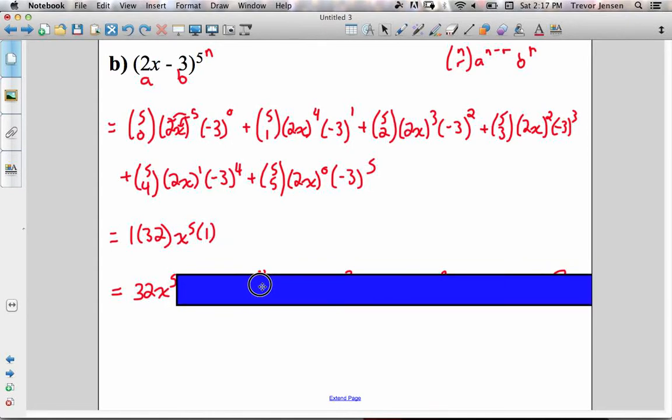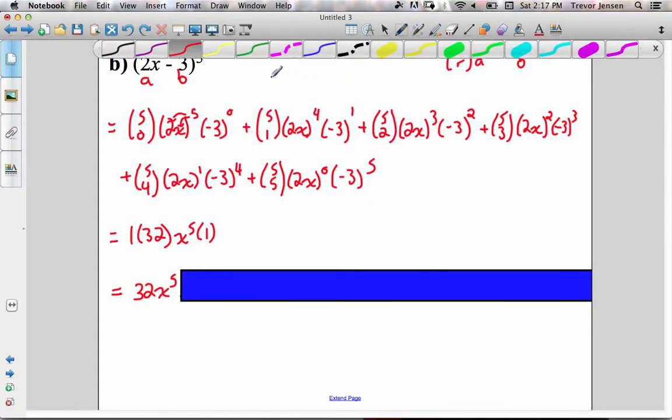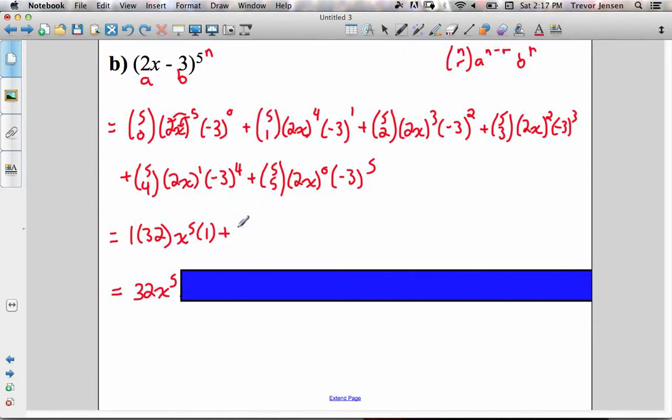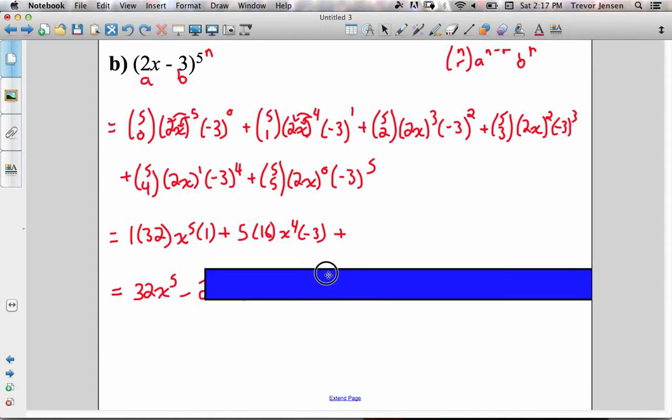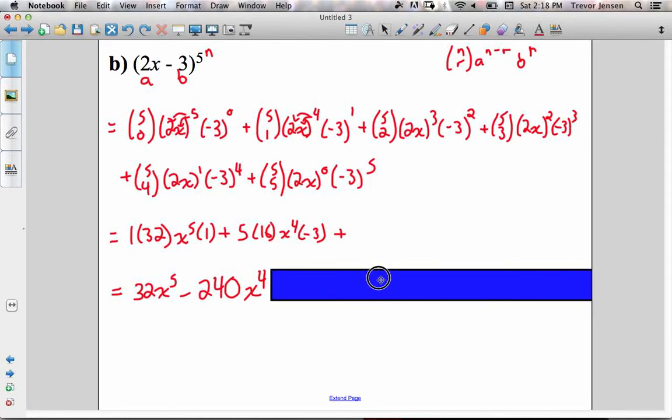32 x to the 5 is the first term in the expansion. The next term, 5 choose 1 is 5. I'm going to have to apply this exponent of 4 to the 2 and to the x. So 2 to the 4 will give me 16. So I have 16 and then x to the 4. And negative 3 to the 1 is negative 3. So how could I simplify this term? I could do 5 times 16 times negative 3. And that would give me an answer of negative 240 x to the 4. That's how I could simplify that.